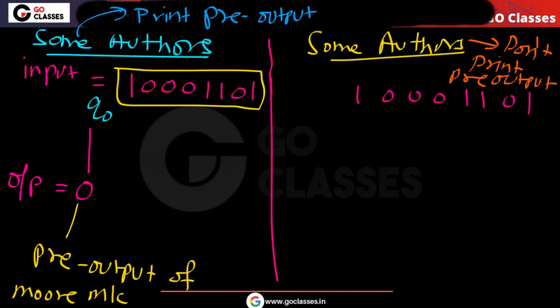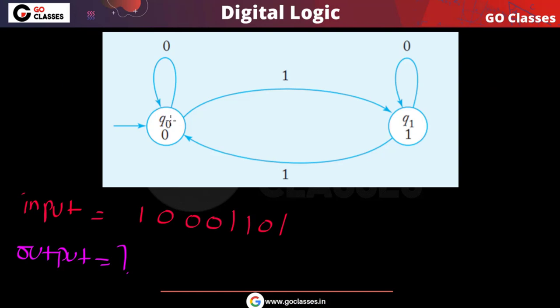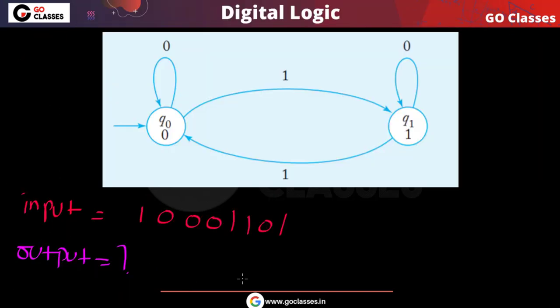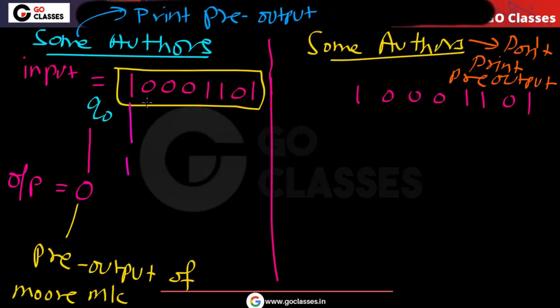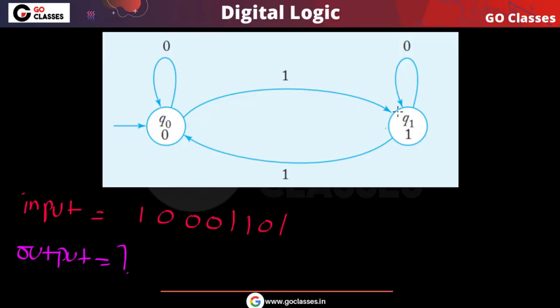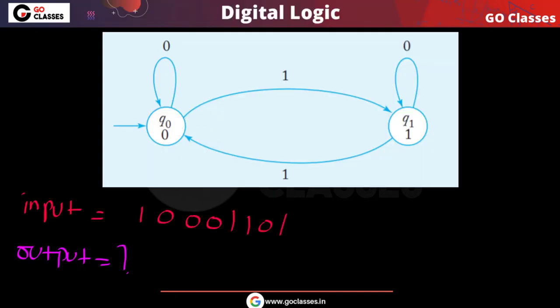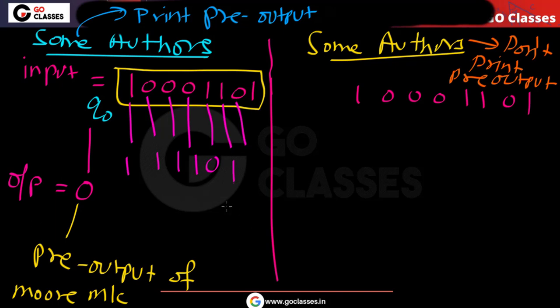Anyway, now you can notice that whenever you are in this Q0, you will print 0. If the symbol is 1, you will go to Q1, so you will print 1. In this Q1, if 0 is coming, you will remain in Q1 and print 1. If 1 comes, you will go to Q0 and print 0. If another 1 comes, you will go to Q1 and print 1. If 0 comes, you will print 1, and if 1 comes, you will print 0. So this is the idea.